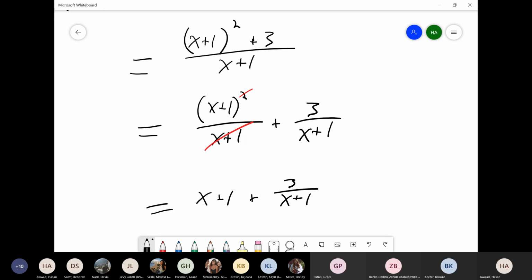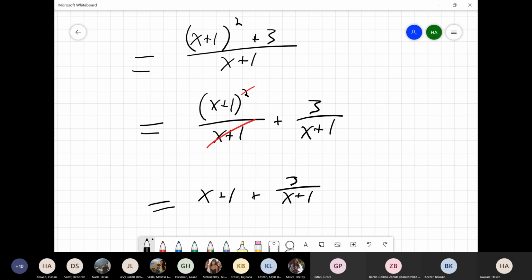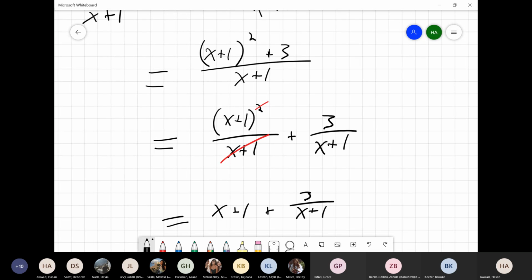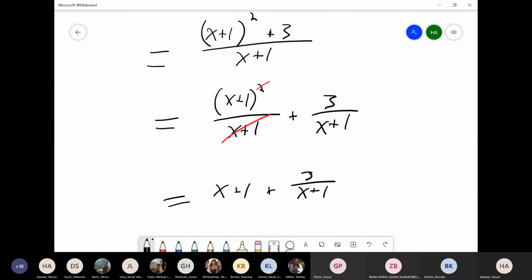And that's it. The reason we know this is it is because, again, we got some lower polynomial, right? We got x to the first power, and then we got a constant and some remainder. We can't do anything else with the 3 over x plus 1. That is just the last piece, so we're done here.